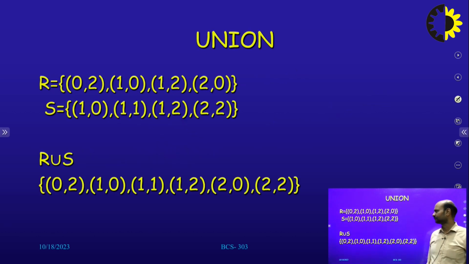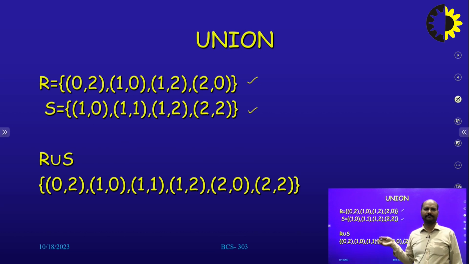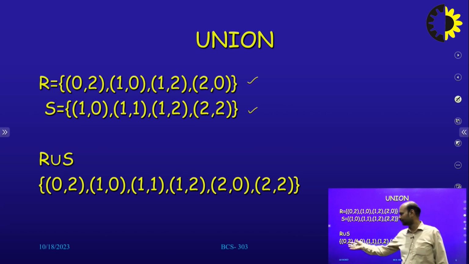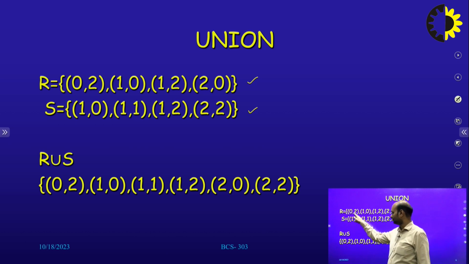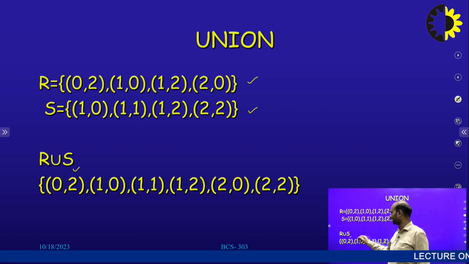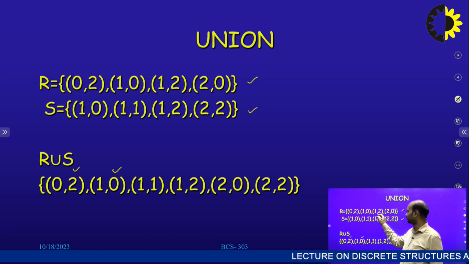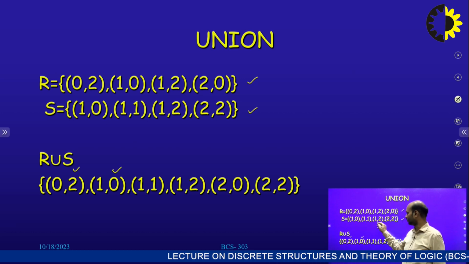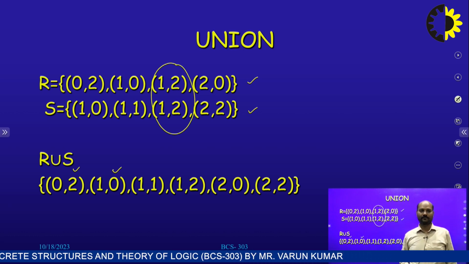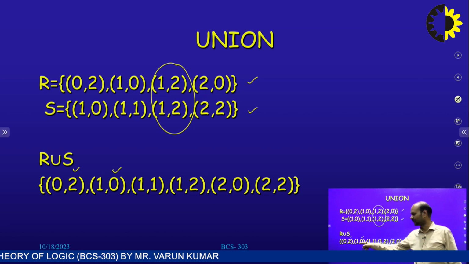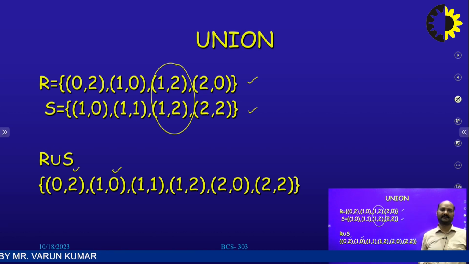Union of two relations: let us assume that R has some ordered pairs and S also has some ordered pairs. There are a few ordered pairs which are common in R and S. We want to calculate the union of the two relations. So, we take 0 comma 2, that is okay, 1 comma 0, that is okay, then 1 comma 2 is common in R and S. So, we write the elements of this set, we do not repeat elements in a set.